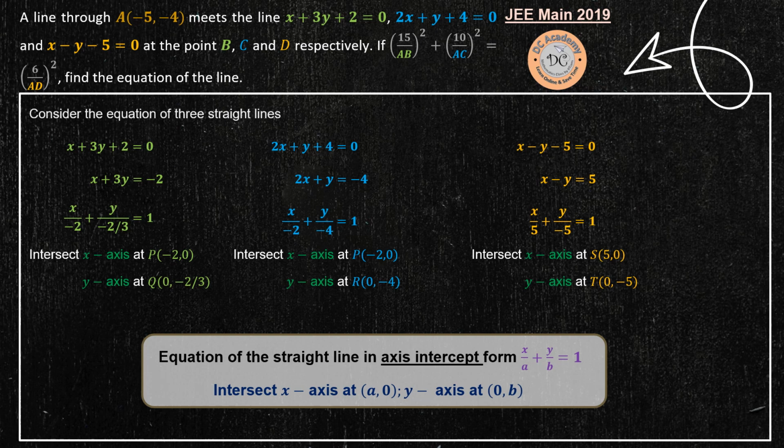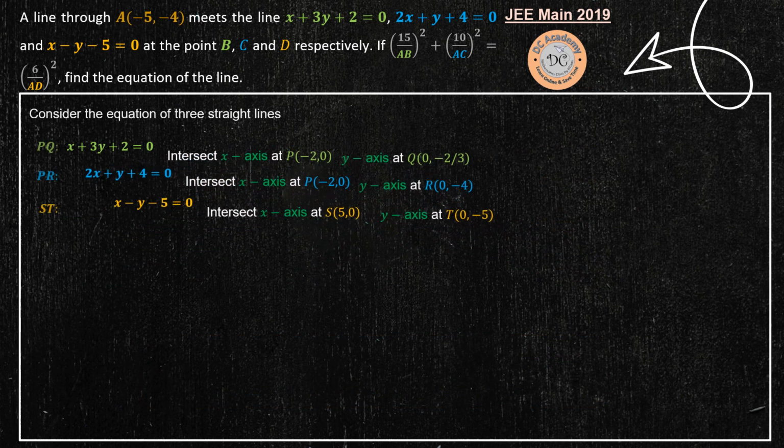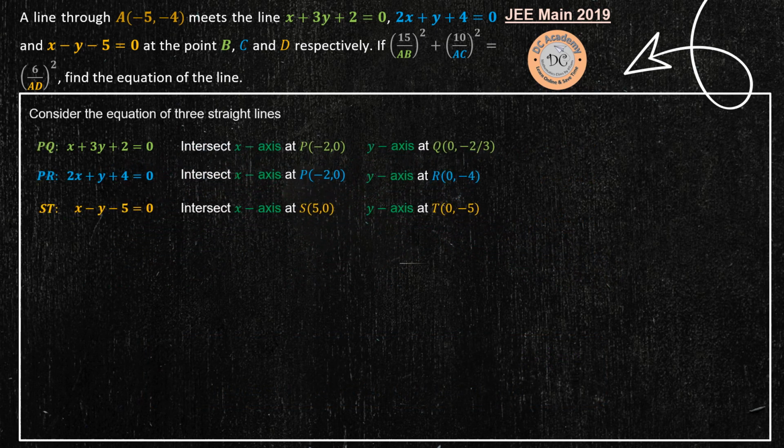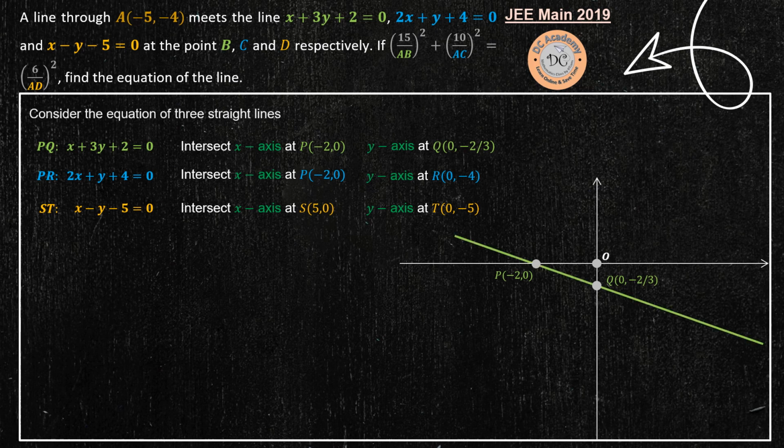So now we can easily draw these given straight lines. Consider the x-axis and y-axis as usual. We put the points P and Q on the x- and y-axis respectively with appropriate scaling, and get the line PQ. We put the points P and R on the x- and y-axis and join them together to get the line PR. And similarly, we get the line ST by putting S and T in appropriate positions.